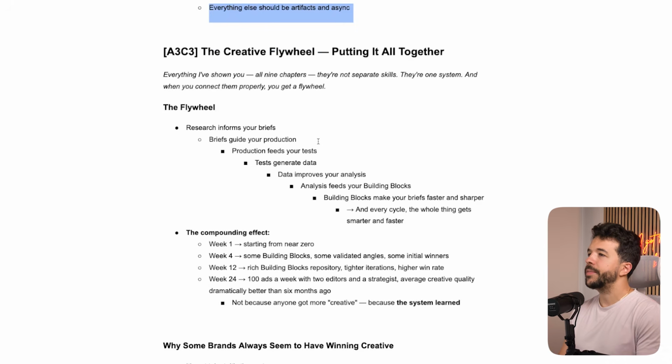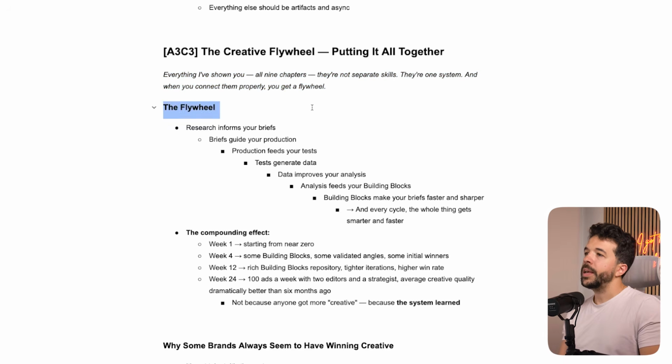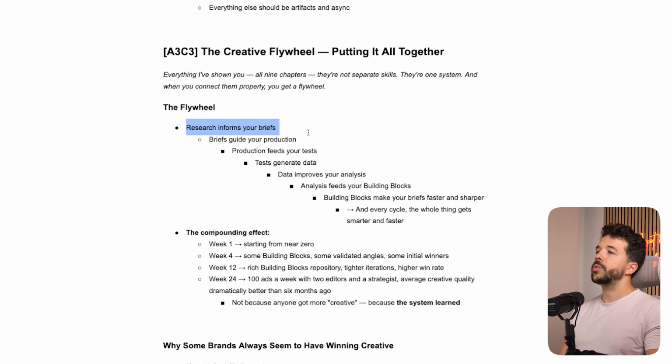Finally, we have the creative flywheel, and this is where we put everything all together. Everything I've shown you, all the chapters, they're not separate skills, they're one system, and when you connect them properly, you get a flywheel. And this is the flywheel. The research informs your briefs.